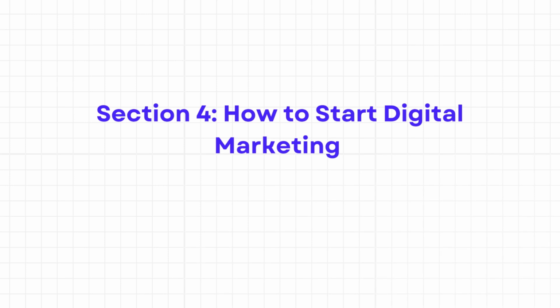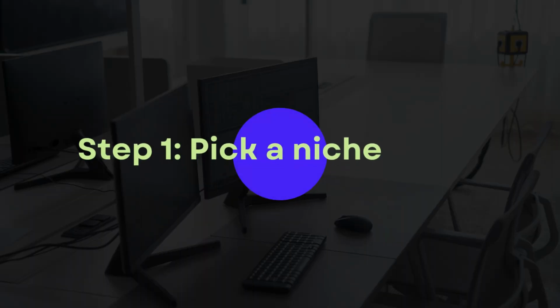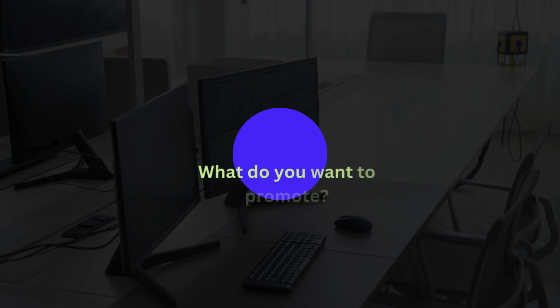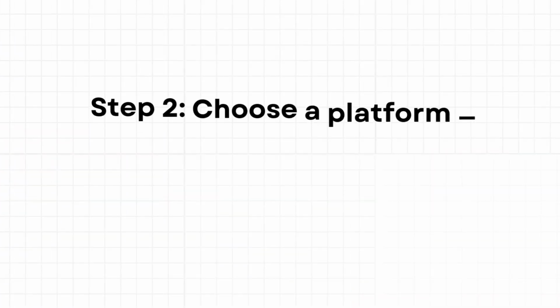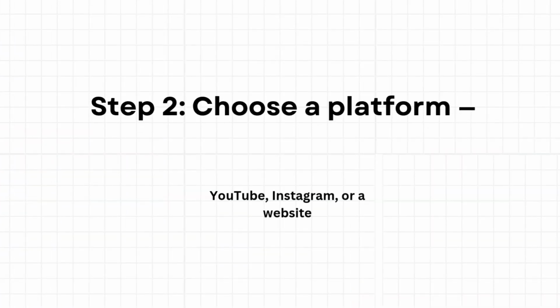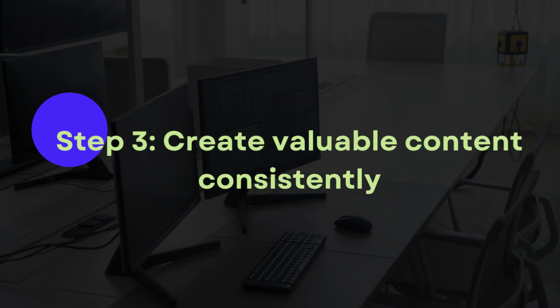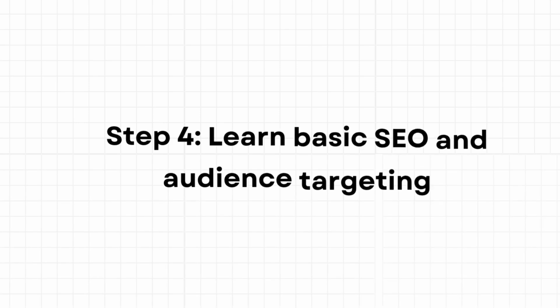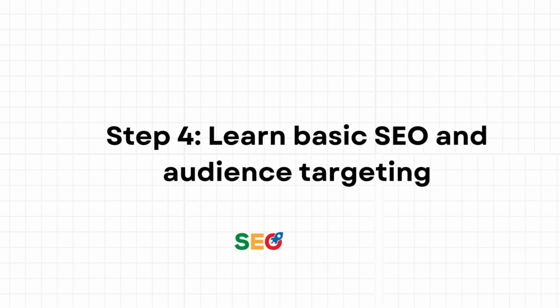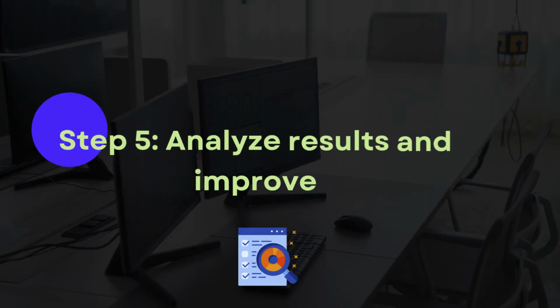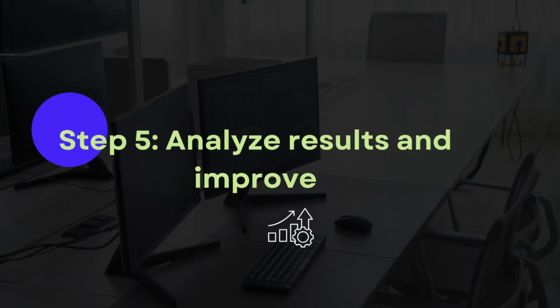If you're a beginner, here's a simple roadmap. Step 1. Pick a niche. What do you want to promote? Step 2. Choose a platform: YouTube, Instagram, or a website. Step 3. Create valuable content consistently. Step 4. Learn basic SEO and audience targeting. Step 5. Analyze results and improve.